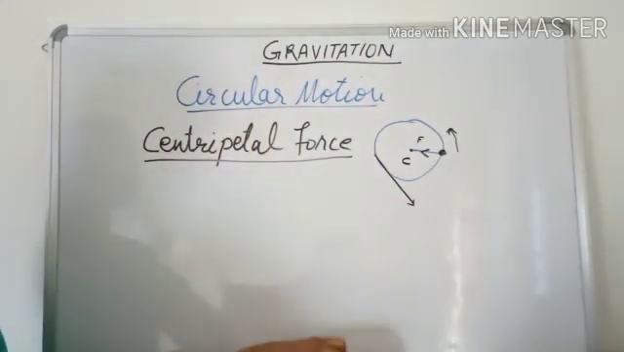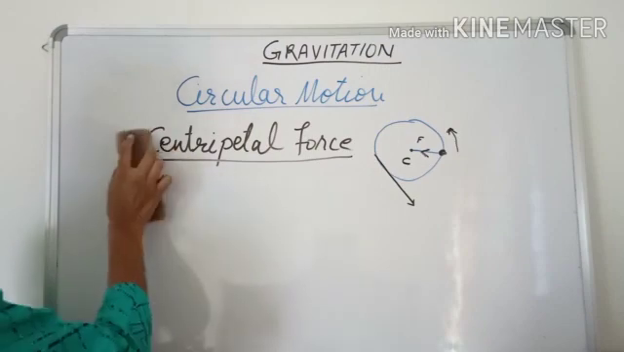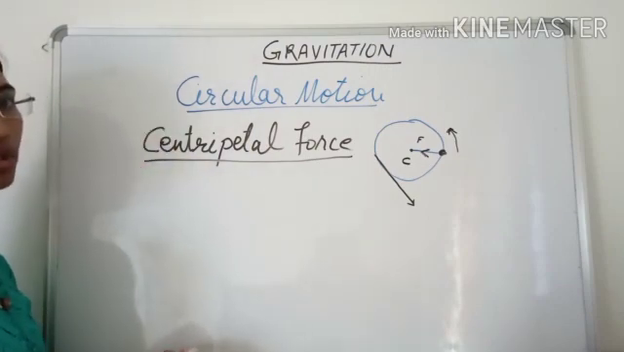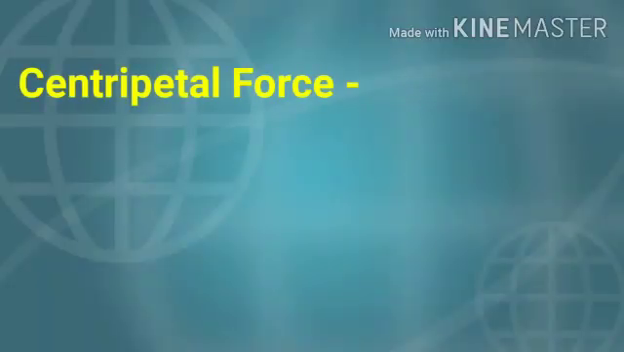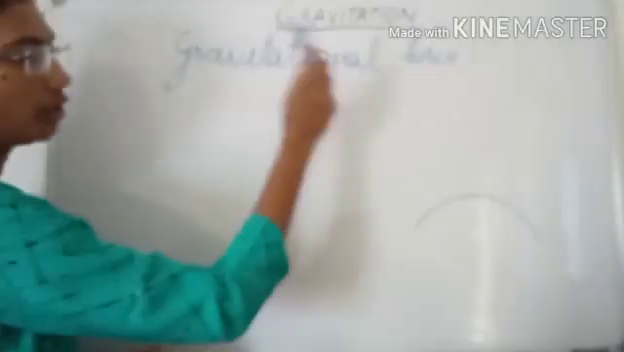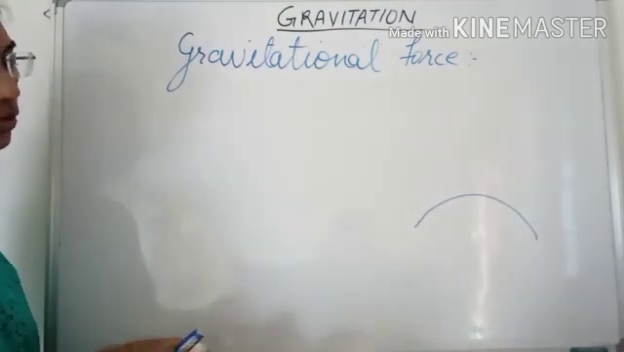Okay, now we'll go through the definition of centripetal force. A force that acts on any object moving along a circle and is directed towards the center of the circle is called centripetal force. Just now we have studied the centripetal force. Now what is gravitational force?